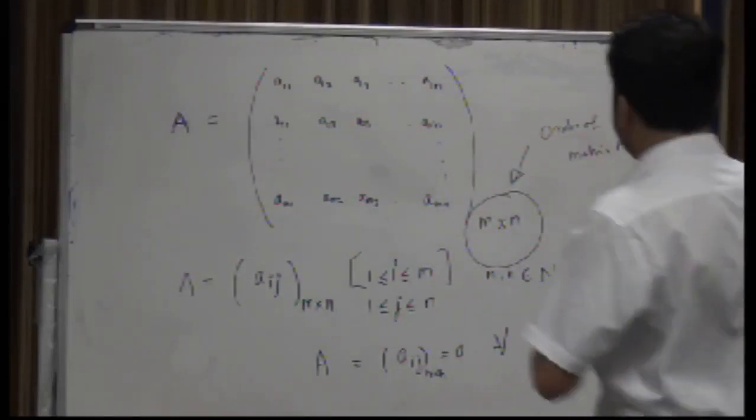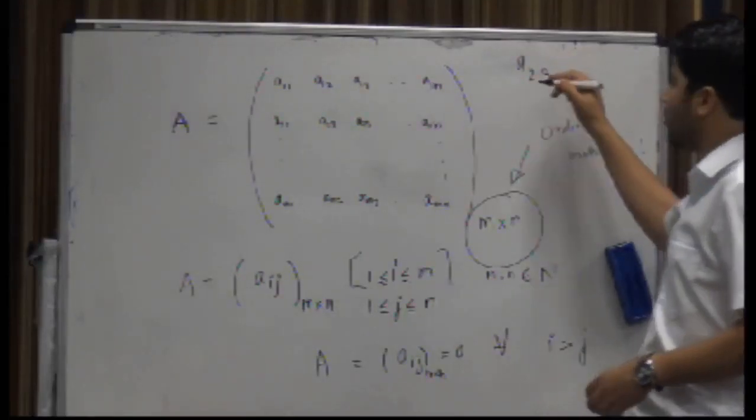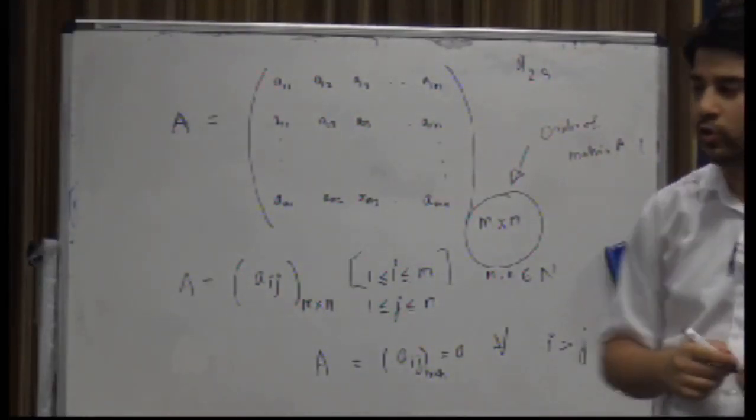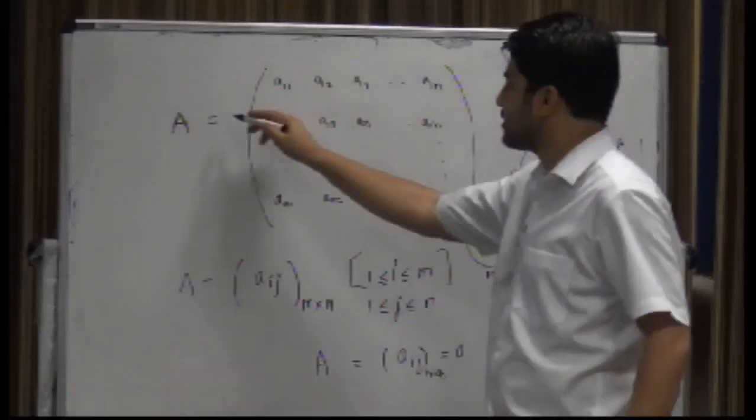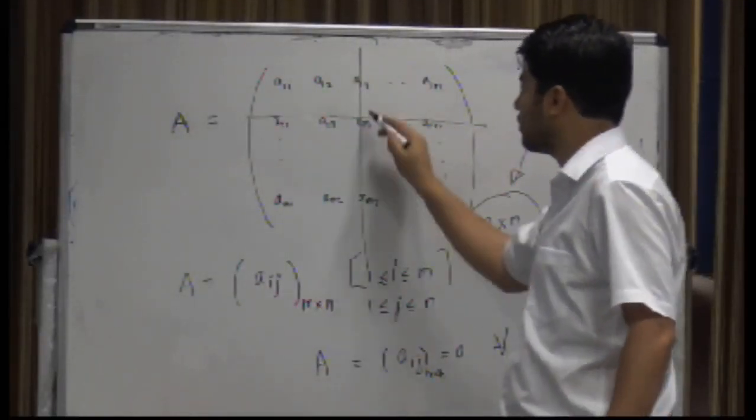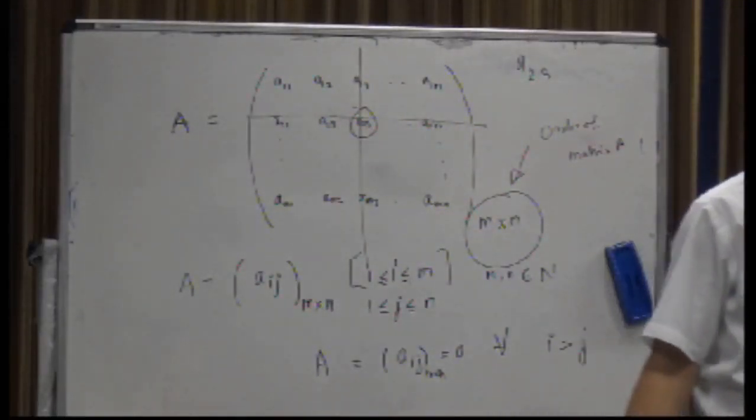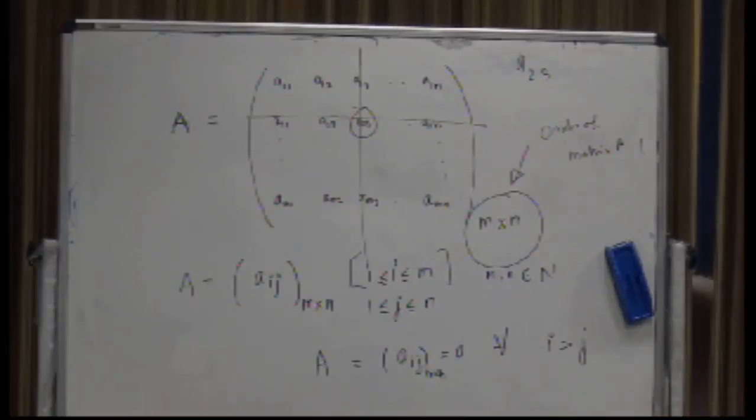Understood? So if I say A23, what does it mean? This element belongs to the second row, so this is the second row and this is the third column. So who is the guy? A23, right? Understood? This is how we represent.